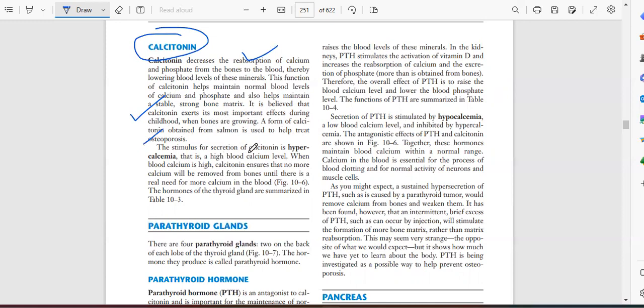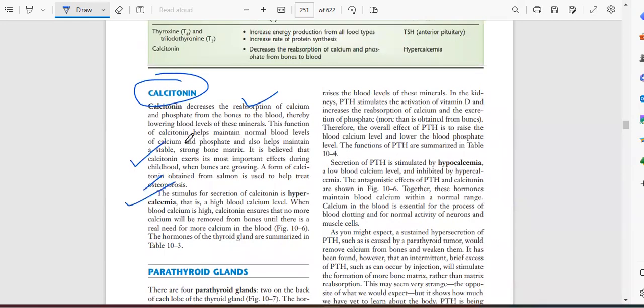The stimulus for secretion of calcitonin is hypercalcemia, that is, a high blood calcium level. When blood calcium is high, calcitonin ensures that no more calcium will be removed from bones until there is real need for more calcium in the blood. Okay, so what will calcitonin do if the calcium and phosphate levels in the blood are decreased? It will reabsorb them from the bones to the blood.